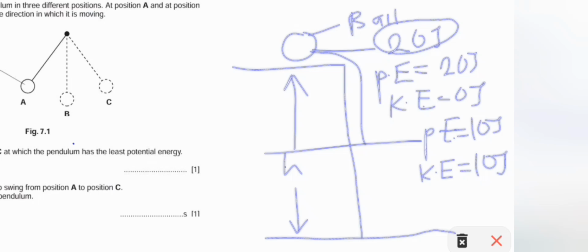Let's imagine we drop this ball all the way to the ground. What would be the potential energy? At this point it will be different. The potential energy is just going to become 0. Then the kinetic energy is now going to be the maximum, meaning the kinetic energy is just going to be 20 joules. So when they use the term least potential energy, they mean where we have no potential energy.